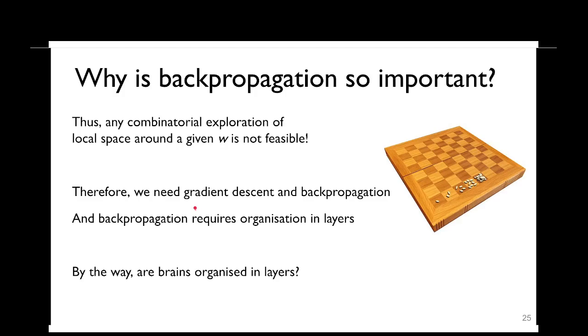And so because of this combinatorial explosion, that is the reason why we have to do gradient descent. And in order to apply the gradient descent efficiently and effectively, that is the reason why we need backpropagation. And for that reason, we need an organization to apply backpropagation. We need an organization of a neural network in layers, because we're going through layer by layer and apply the adjustments of the weights.